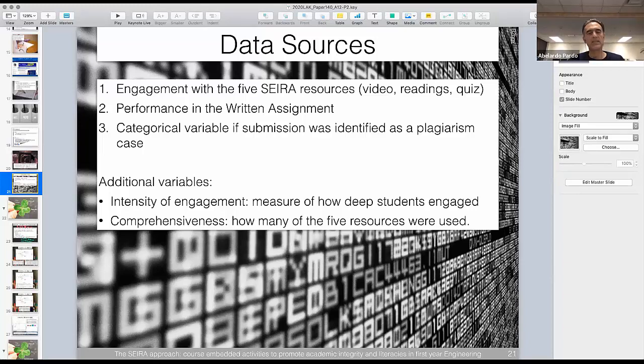Throughout the study, we also tried to explore if the data would give us any insight when considering what we call the intensity of engagement, which is basically a simple measure of how deep students engage with each of the five modules, and the comprehensiveness, meaning if students engage with all five modules or only a subset.